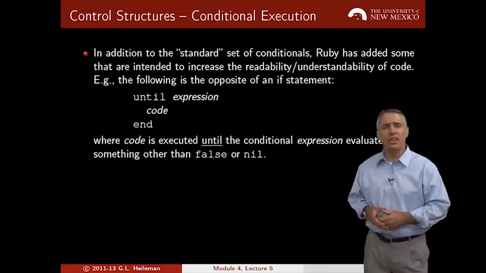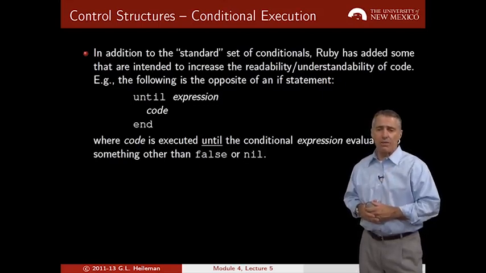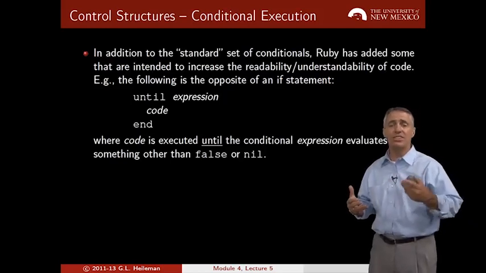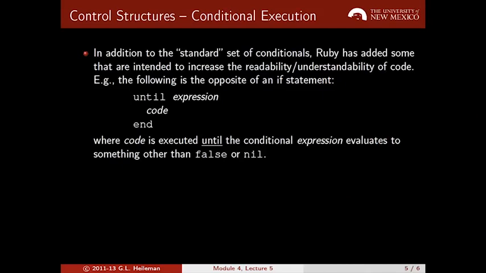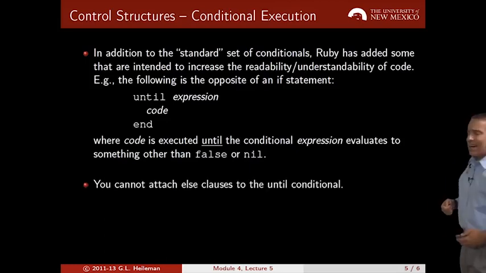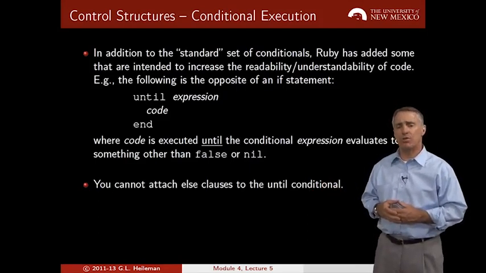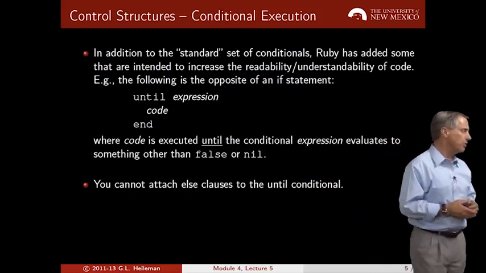So rather than using an if statement, you can use an until statement. The syntax here is until this expression tests true, you're going to continue to execute this code. In other words, it'll continue to execute until something other than false or nil is returned by that expression. You cannot attach any else clauses to this. You'll see this until conditional used quite extensively in Ruby code.